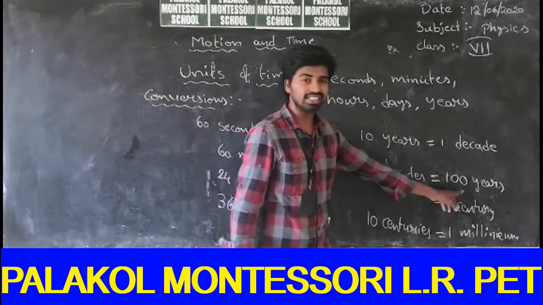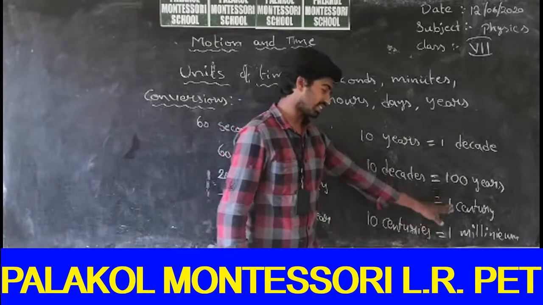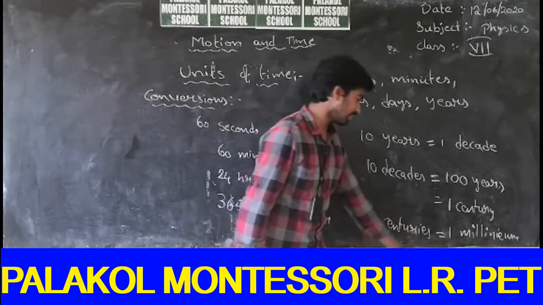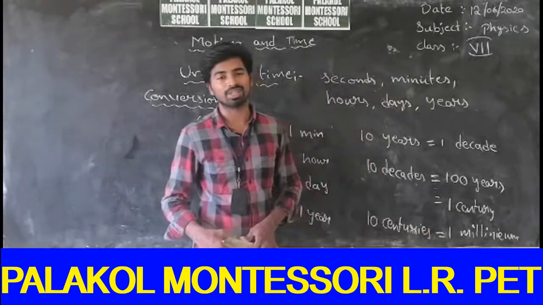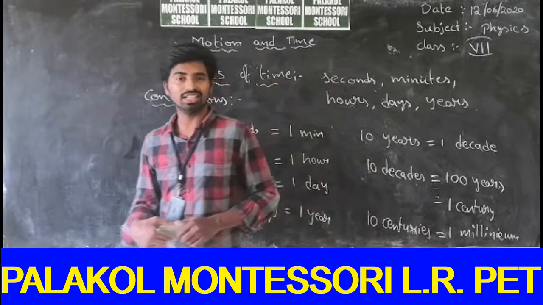If it is 100 years, it can be called 1 century. 1 century means how many years? 100 years. 10 centuries is called 1 millennium. 1 millennium means 1000 years.